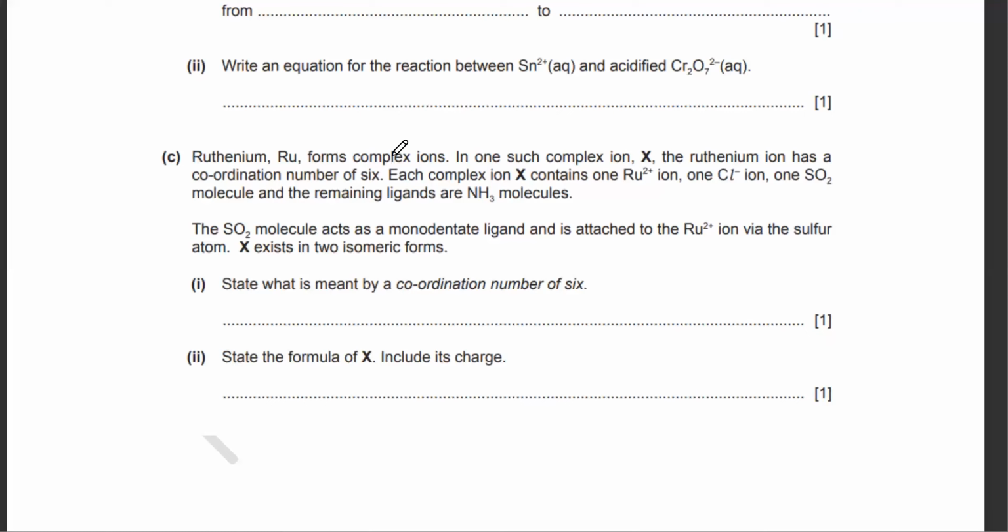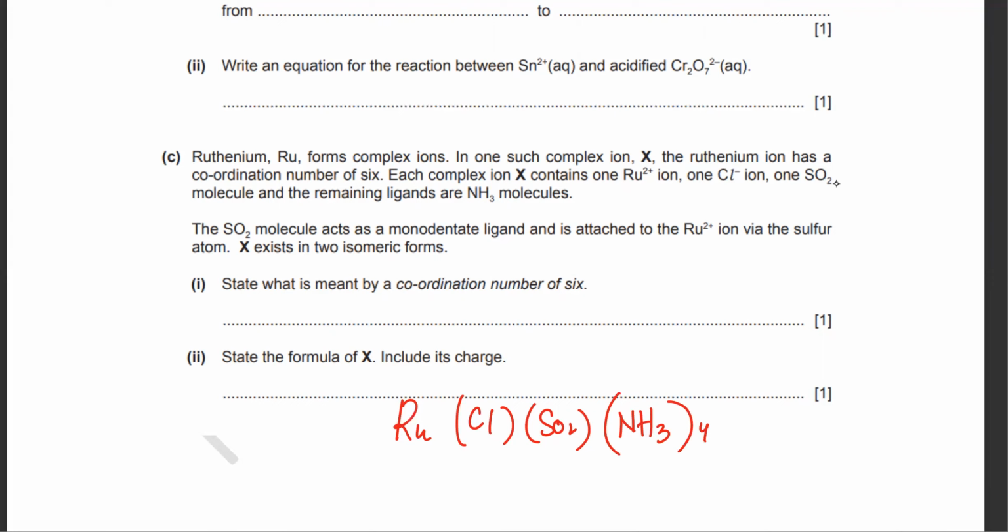So he's saying Ru forms complex ions, and one such complex ion X, the ruthenium ion, has a coordination number of 6. First thing, there would be 6 dative bonds formed. Each complex ion has one Ru2+ ion, one Cl- ion, one SO2 molecule, and the remaining ligands are NH3. So how many NH3s would there be if it's got a coordination number of 6?